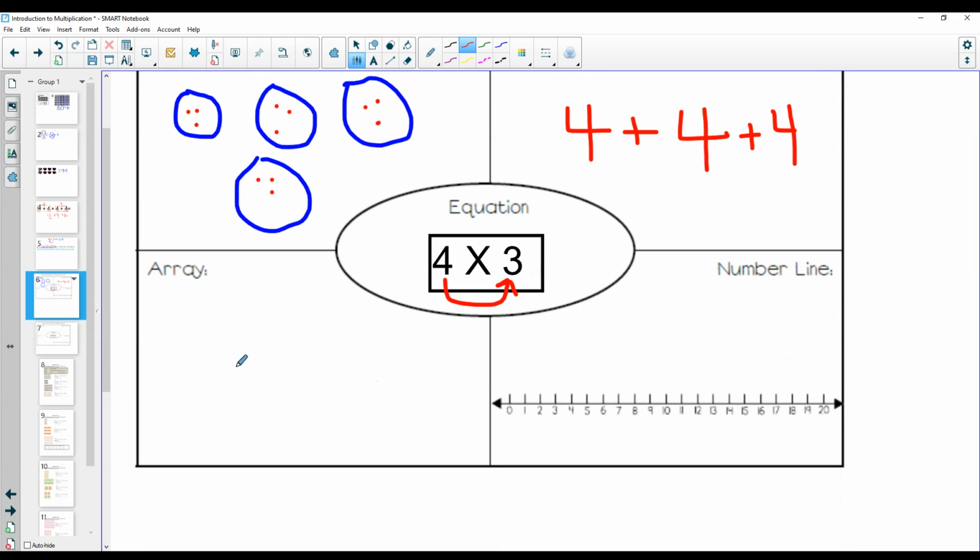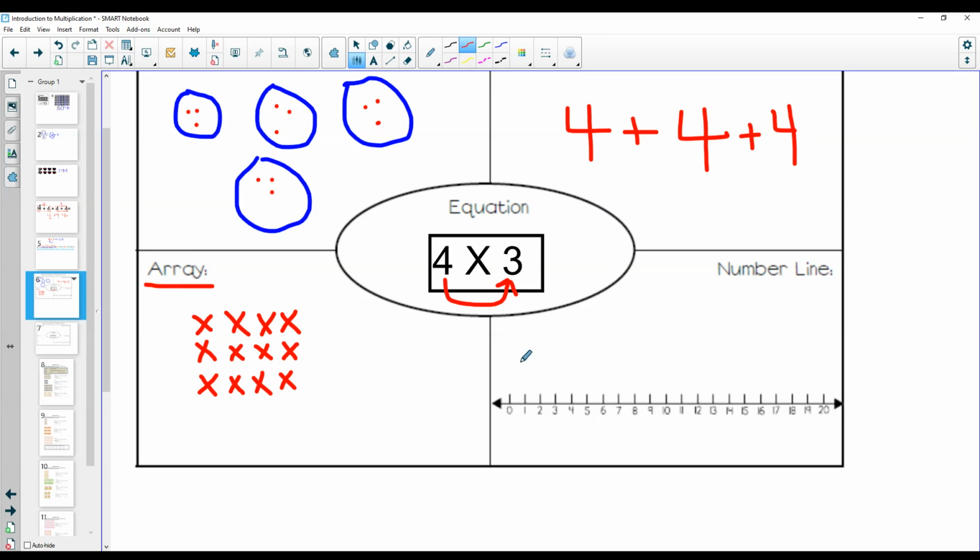All right, now I need to show an array. An array is equal groups. So I'm going to show 4 groups of 3. So 1, 2, 3, 4. There's 1 row of 4. Here's going to be 2 rows of 4. And there's my 3 rows of 4. And that is the array. 4 rows of 3. There's 3, 6, 9, 12.